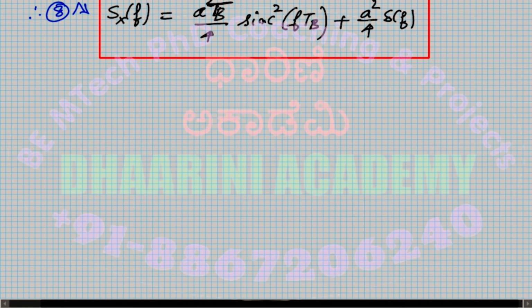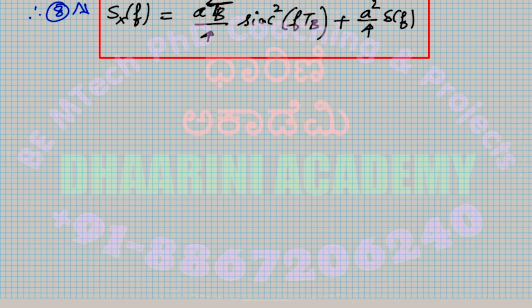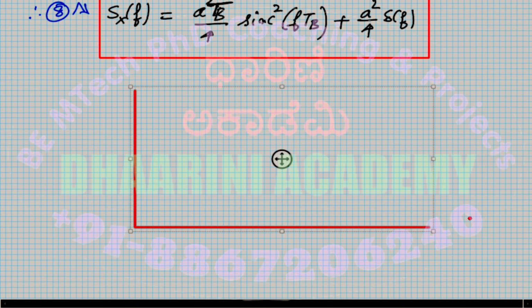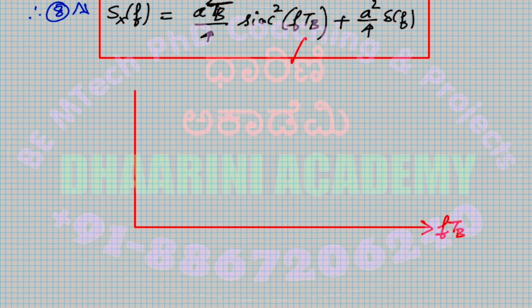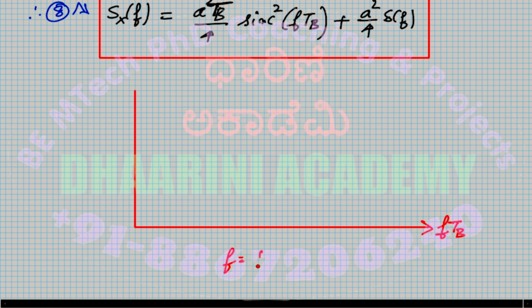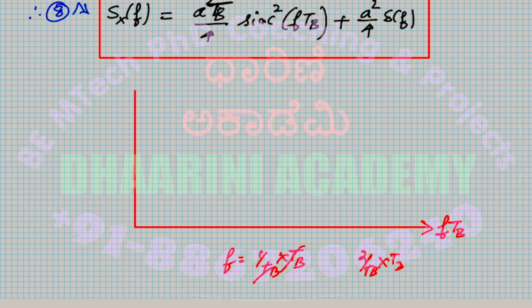So I will show you the graph. You may have to draw this graph as an answer if a question is asked. So this is the final answer and corresponding graph. What I'm plotting here is f into Tb, because the horizontal axis is sinc squared f Tb. Since f is equal to 1 by Tb, multiplying by Tb makes my frequency 1. The next one will be 2 by Tb, so my x-axis becomes 1, 2, 3, 4 now. That's all, just to simplify.